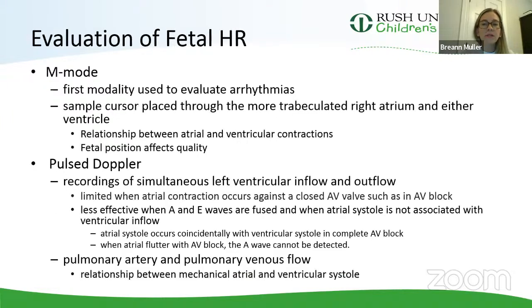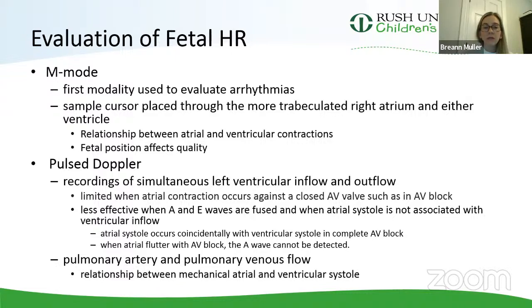So now we're going to touch on ways to evaluate the fetal heart rhythm and rate. M-mode, of course, is the first modality used. It was the first modality used for fetal echo, as we know. So it was also the first to be used to evaluate fetal arrhythmias. I'm going to show you some pictures and images of examples. For the M-mode, just like you would do in transthoracic, for the fetal, you place your cursor where you want to obtain your information.